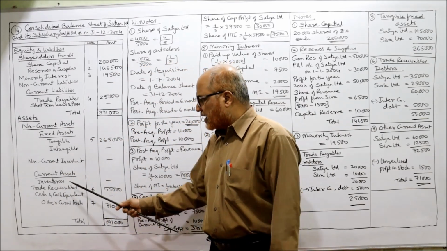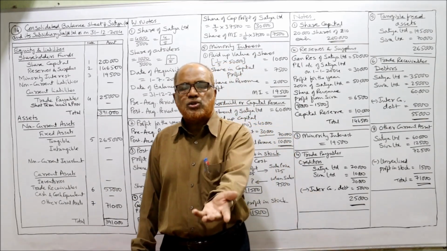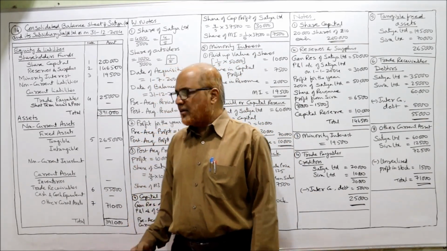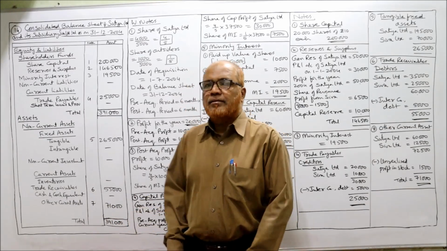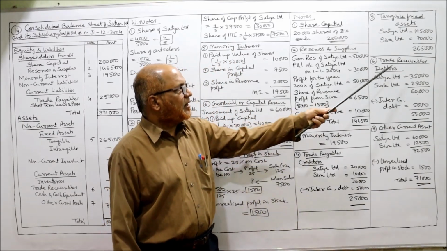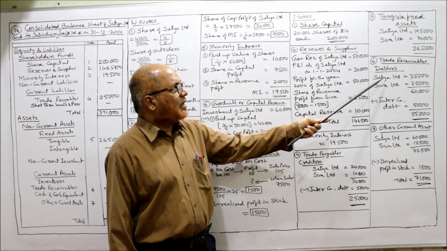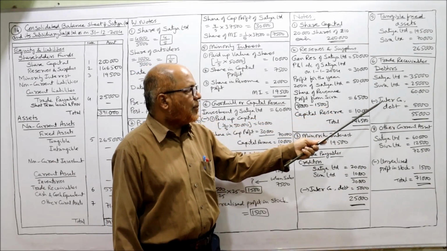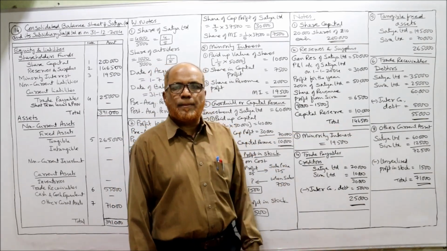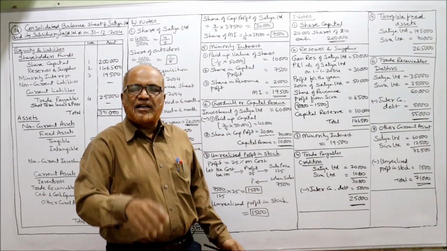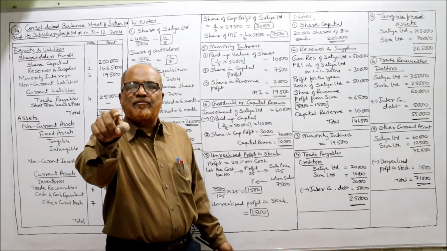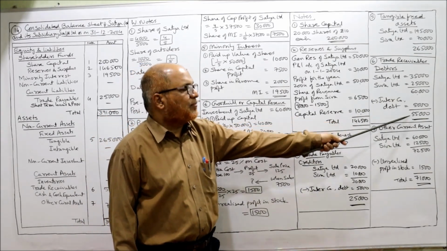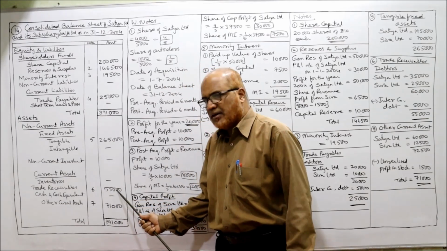Non-current investments are not there. Inventories are also not separately given. Then trade receivables, debtors. We add up the debtors of Satya Limited and Shiva Limited, total debtors 60,000, minus intercompany debt 5,000. The 5,000 rupees we deducted from creditors, the same 5,000 rupees we have to deduct from debtors. So the total is 55,000.